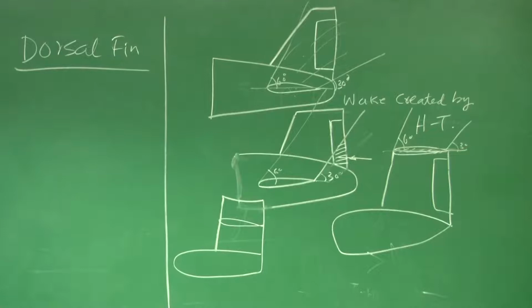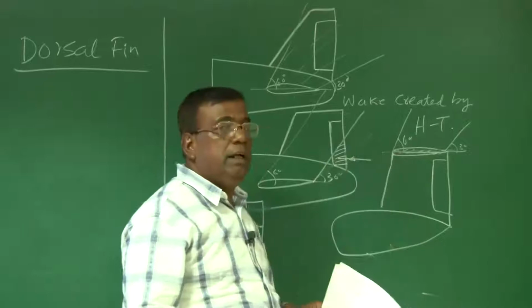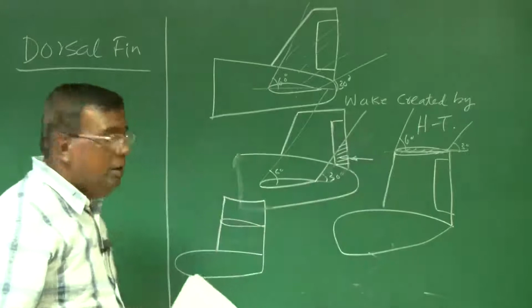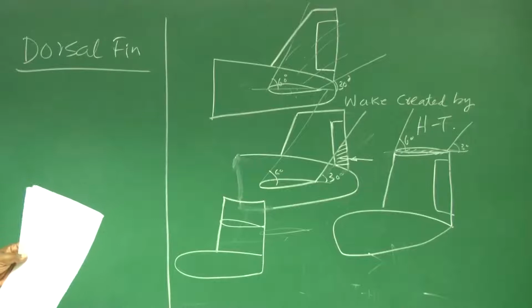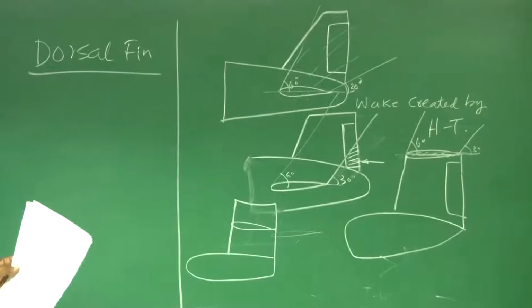But do not forget, when I am talking about a T-tail, it should not come into the wake created by the wing. We are here talking about the horizontal tail. It should not happen that the airplane stalls already, and because of the wing, the tail has come into the wake of the wing. So all these things you have to test analytically, computationally, and finally through wind tunnel tests. Right? You generate data.